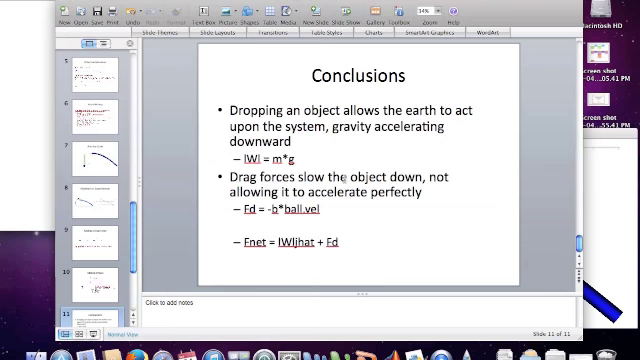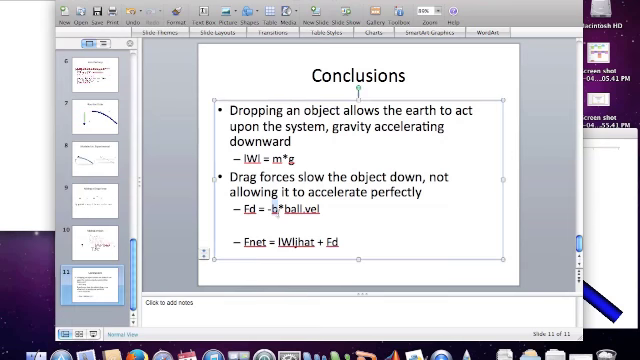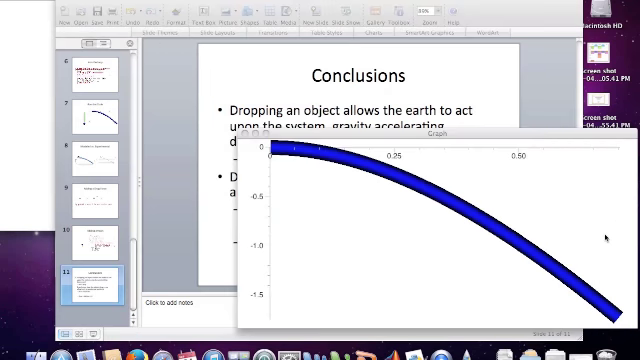Also, drag forces slow down the object, not allowing it to accelerate perfectly. We can calculate the drag force by some constant b times our ball's velocity. We find our F net by multiplying the magnitude of the weight force times its unit vector plus the drag force. This is what shows our model. This is how we get our model here.